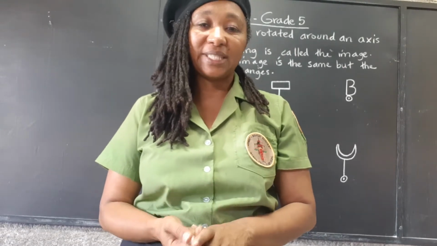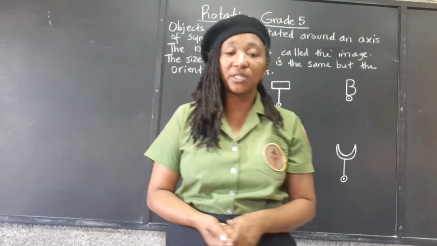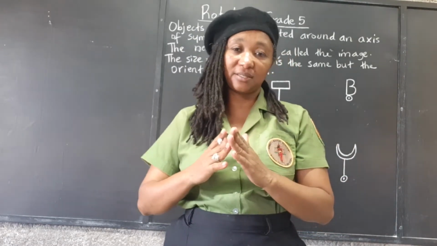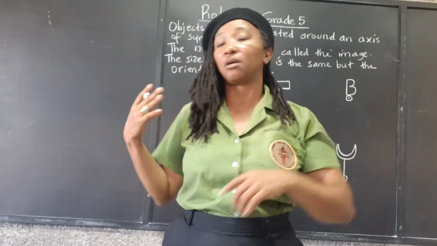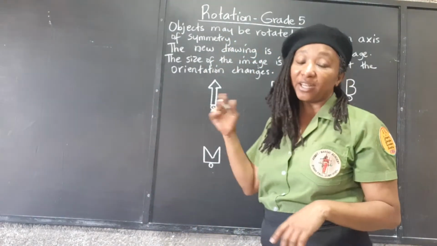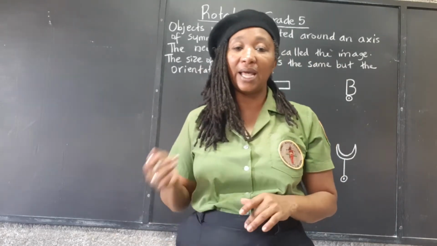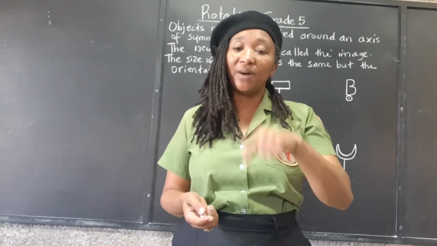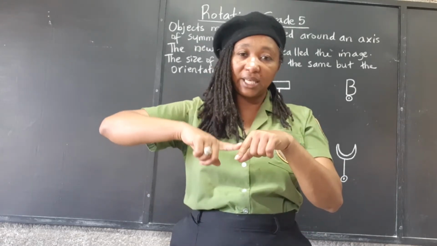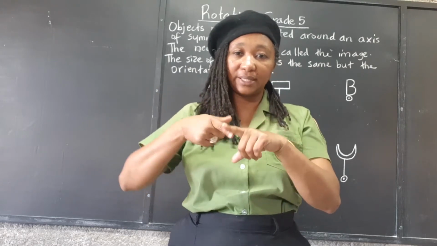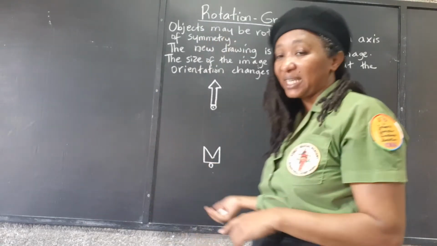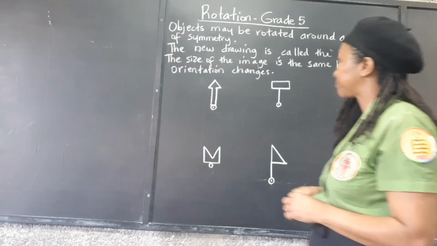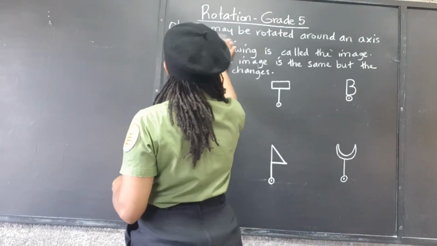Today we're looking at rotation. What do we mean when we talk about rotation? To rotate something is to really turn it. We call the point that the object is turning on the axis of rotation, right? So it's like you have a point and the object is just moving around that point, pivoting on that axis of rotation.